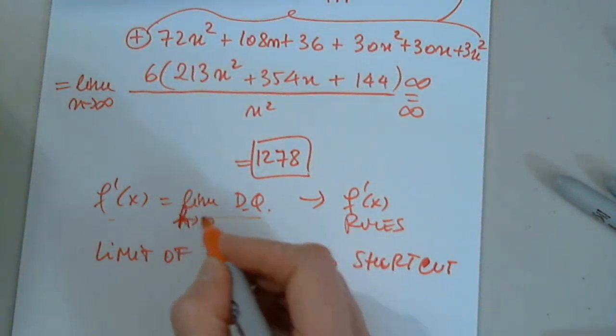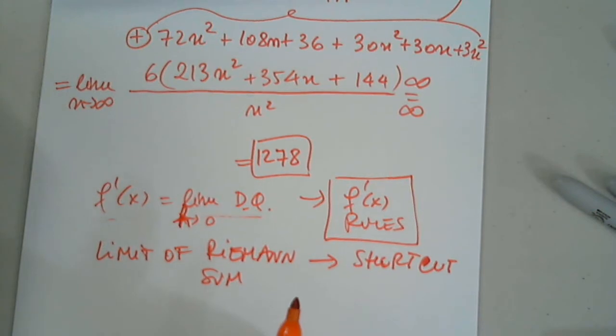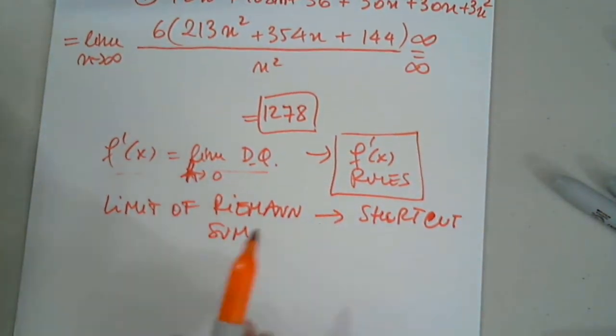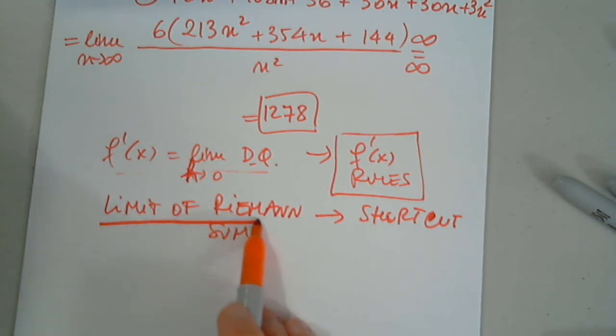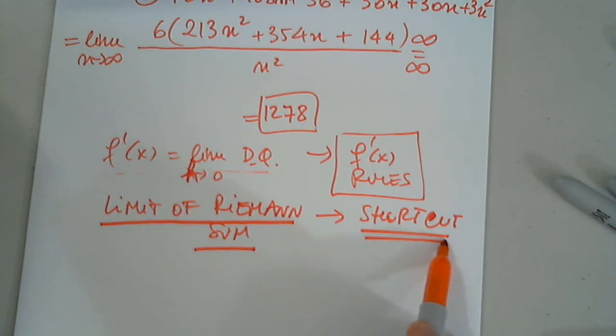approaches 0 from the difference quotient. And then in chapter 3, we talked about differentiation rules to shorten all this process. Same thing here now in chapter 5. We are talking about the limit of the Riemann sum because we want to understand how we get to the shortcut. And I will get to that in a minute.